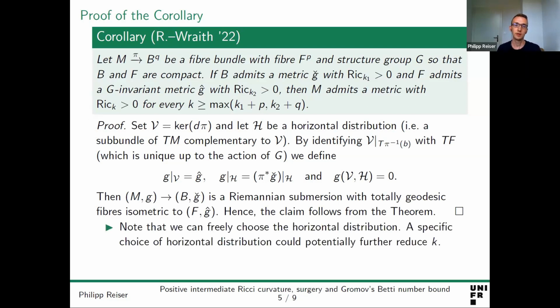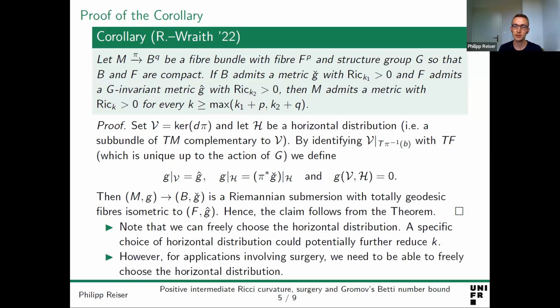Yeah. And we see in this proof that this just works for any choice of horizontal distribution. And as I said before, in a specific case where we choose this in a nice way, we can actually get a better value for k. But for the applications we have in mind, which are surgery, we actually need that we are able to choose this horizontal distribution freely. So for our case, this is all we can get for k.